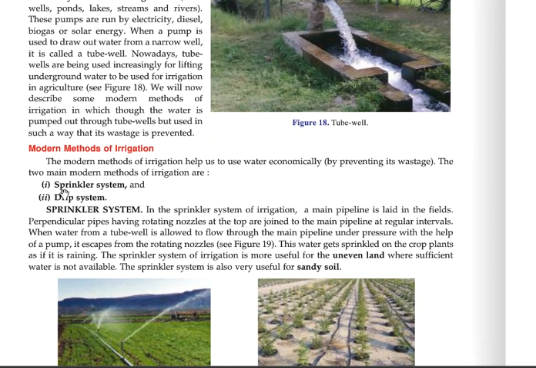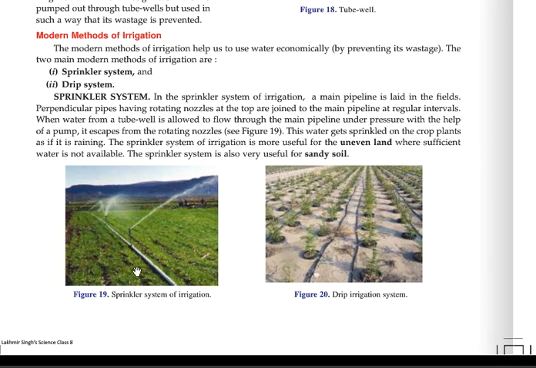Here, two methods are mentioned in your syllabus. The first one is the sprinkler system and the second is the drip system. As the name suggests, a sprinkler is used like a spray with the help of a nozzle at the top of its joint. Now see in detail. First of all, see this figure of the sprinkler system of irrigation.